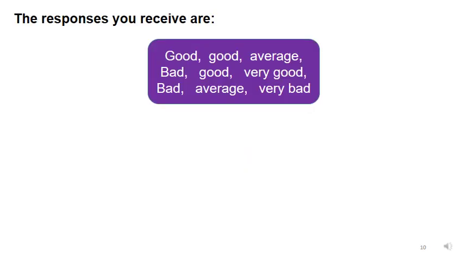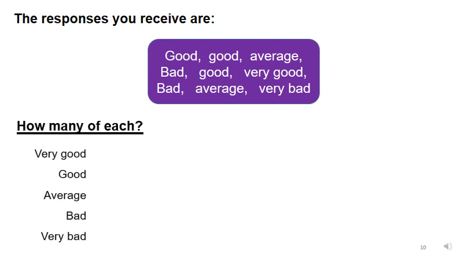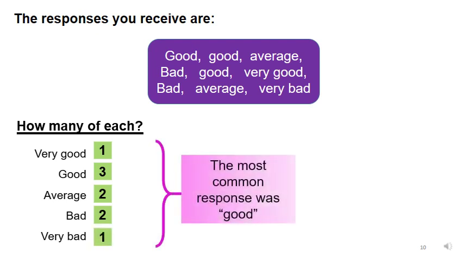Right, so here we have the different responses that we've received from the 9 customers. So good, good, average, bad, good, very good, bad, average, very bad. All right, so if we tally that up, very good appears once, good 3 times, average twice, bad twice, and very bad once. So the most common response was good. So we'd say that the mode of this data is good.